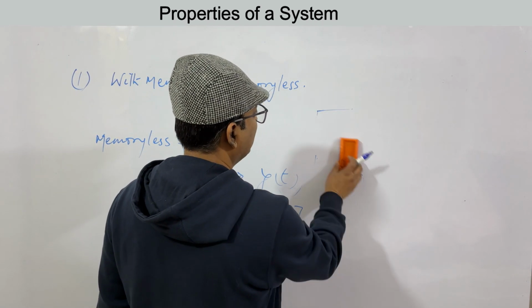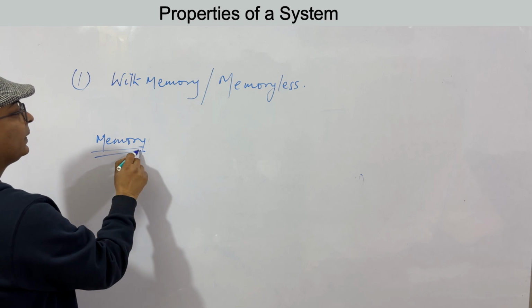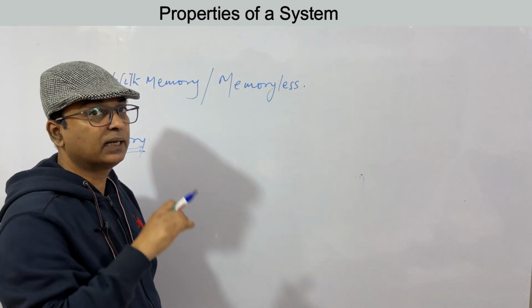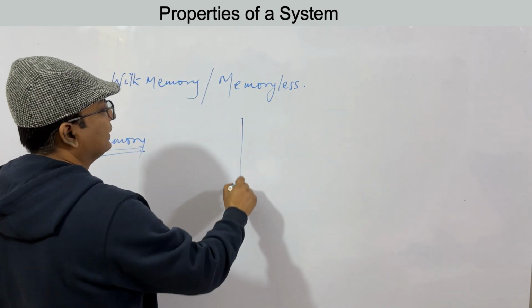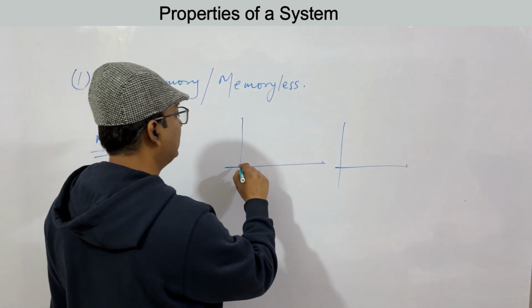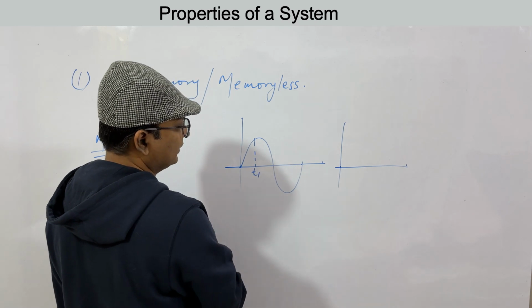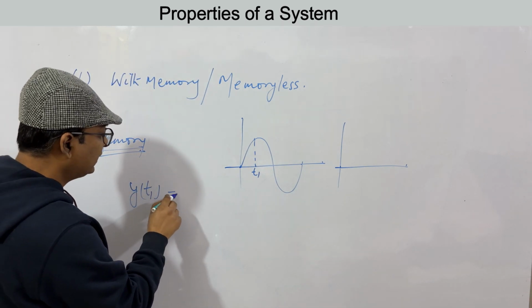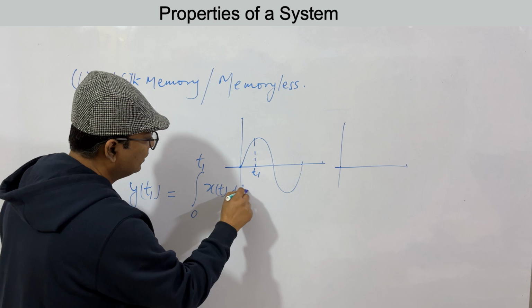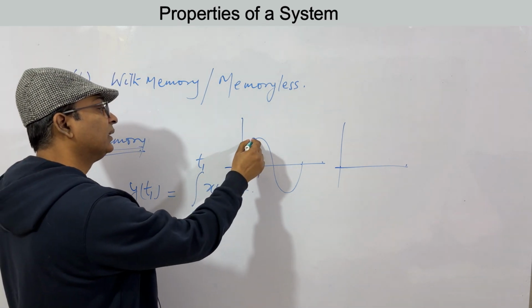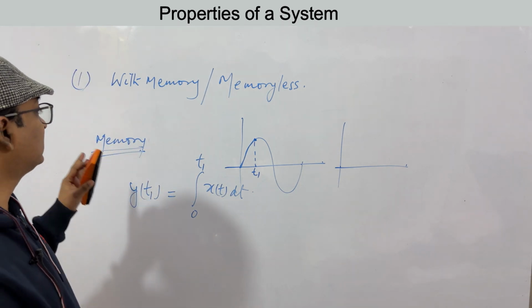Second is a system with memory. Similar to this definition, a system which has memory is a system whose output is dependent on the value of the input signal at that moment, and at other values of input signals also. That is, if this is the input and this is your T1, and the value of the output y at T1 is dependent on x(t) from t equal to 0 to T1, then it is not dependent only on this point; it is dependent on how the signal went from this to this. That system is called a system with memory.